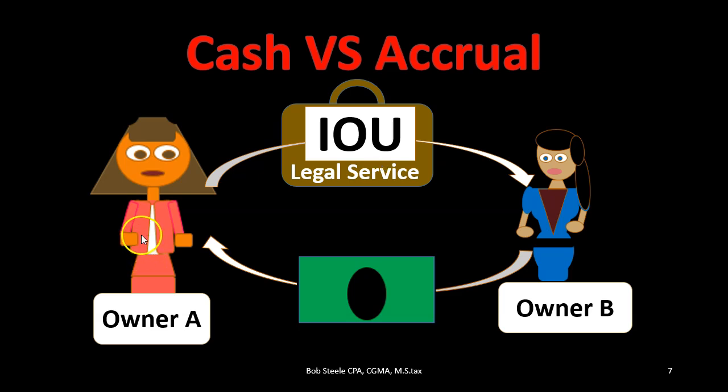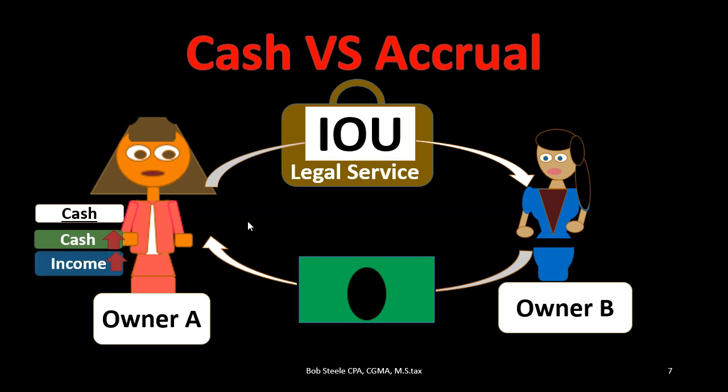for example, this time owner A is going to be providing legal services to owner B, and they're going to want a payment up front. So they're going to want a down payment for the legal services. So now owner A got money, but they haven't done anything yet. They haven't actually provided the service yet. Well, under a cash basis then, cash would go up and income would go up because the smoke, they see that they got the money.